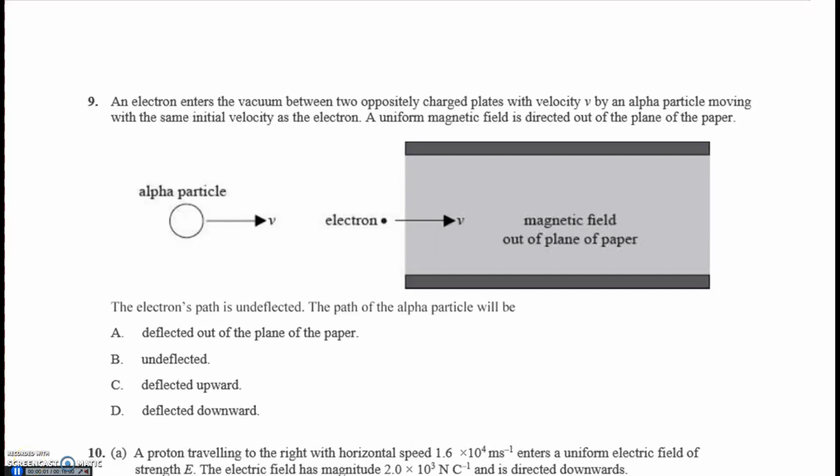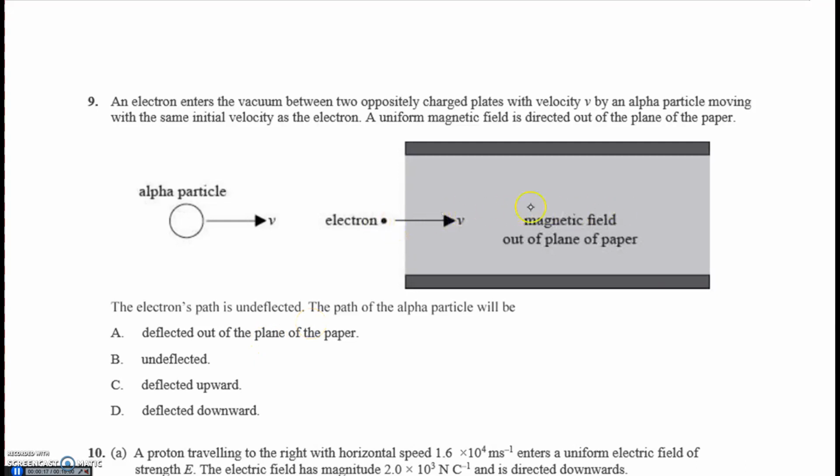Okay, we're going to do some problems that involve velocity selectors. We've got an electron traveling through this magnetic field, and it does not get deflected. It doesn't curl up, it doesn't curl down. Well, that's kind of curious, isn't it?